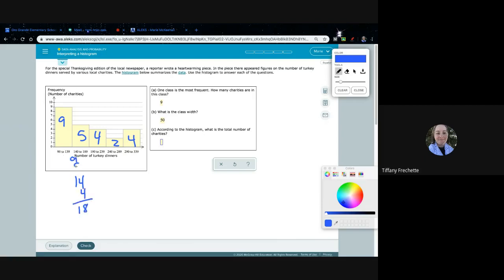So this was 9 plus 5. Sorry, I didn't write it down, I just said it out loud. And that's plus 4, which is the next one, plus 2 is 20. 20 plus 4 is 24. So you don't necessarily have to write all this out, but I was just adding them.